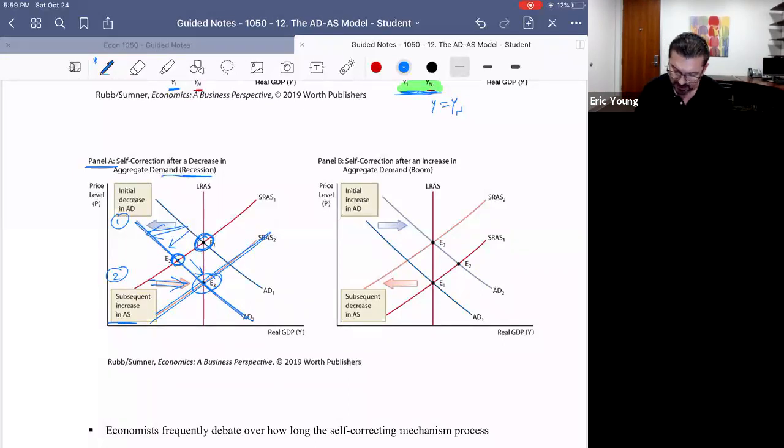Okay, we see the same thing here when we have a boom in AD. So let's say that we had, again, initial equilibrium here at E1. That's long-run equilibrium. Everything's coming together nice and beautiful. Something happens that's going to increase AD. So step 1, something happens to increase AD, shifting our AD curve over to the right. Let's draw that in here. And that's going to give us a new equilibrium here at E2. Well, you know that this new equilibrium here is to the right of LRAS, so we're going to have an inflationary gap. Well, what's going to happen there?